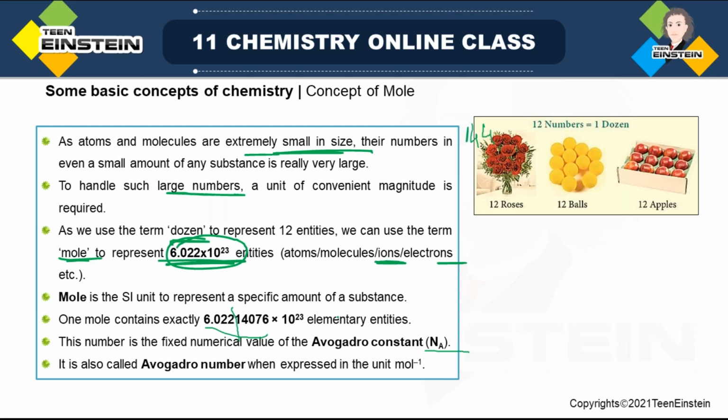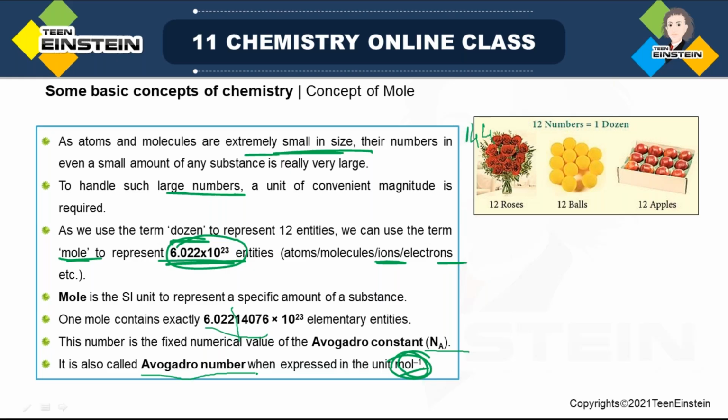And sometimes, if you express it with the unit, that is mole inverse, I am saying this is the number present per mole. That is why the unit will be per mole. So when you are expressing this value in terms of number, you can say Avogadro number rather than Avogadro constant. When you say number, it will be per mole. But if you say constant, it will be simply the number without any unit. Fine, so this is the concept of mole.